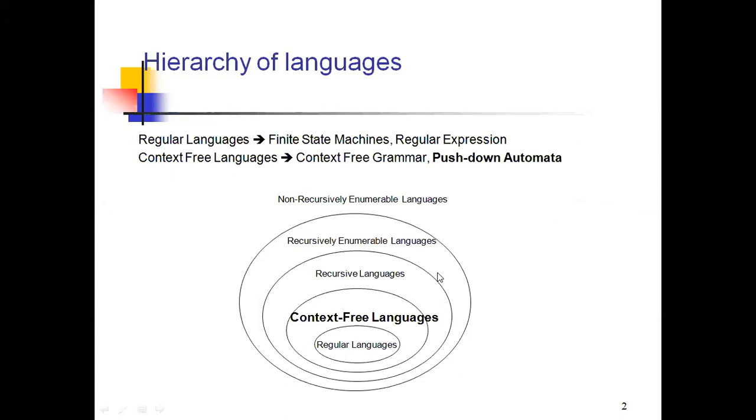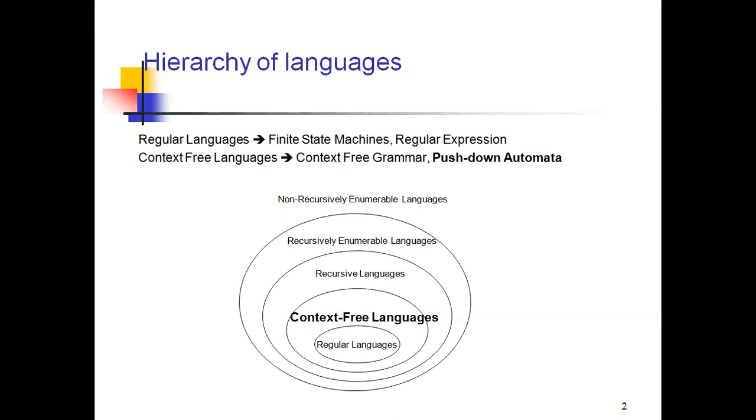Here we have a hierarchy of languages. Up to now we have seen context free grammars, context free languages, regular grammars, regular languages, regular expressions, as well as finite state machines. So what the hierarchy of languages means is, first start with regular languages, then it goes to the context free languages, and it can be divided into two parts.